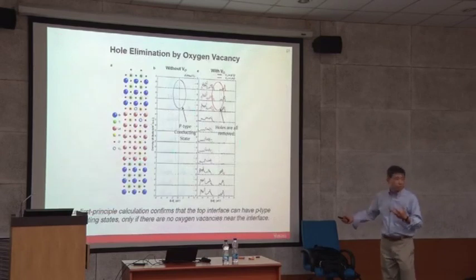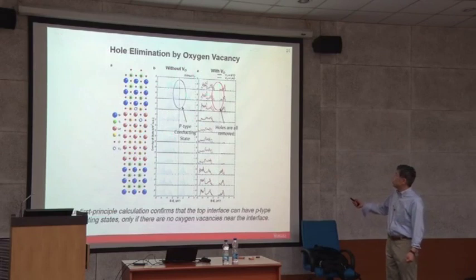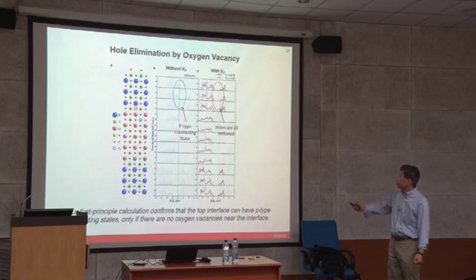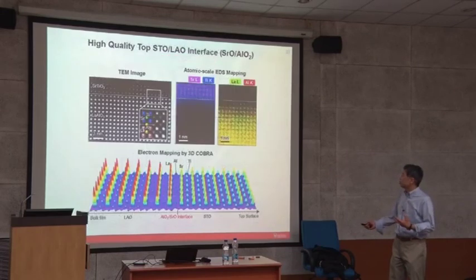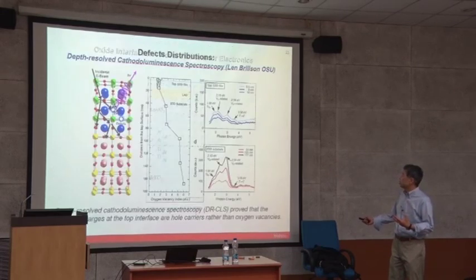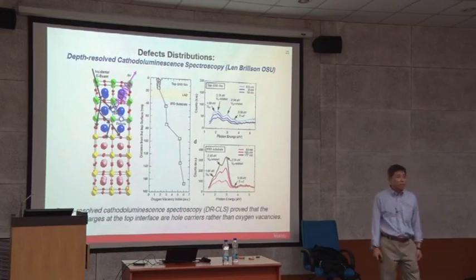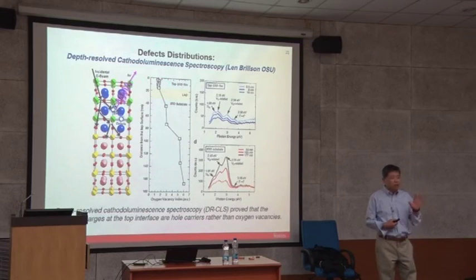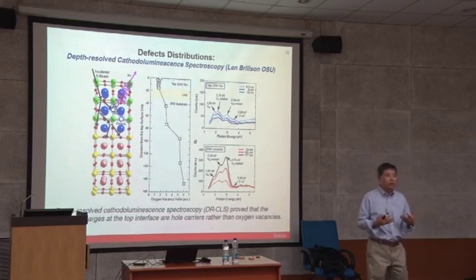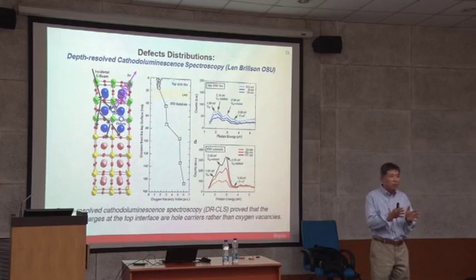This diagram, with oxygen vacancies, you cannot have a 2D hole gas. But without oxygen vacancy, you can have 2D hole gas. And that is very consistent with what is observed here, and the cathodoluminescence clearly shows this. So that opens up two things. The reason I'm telling you here is a very simple demonstration of 2D hole gas, and then I give you several lessons from this.